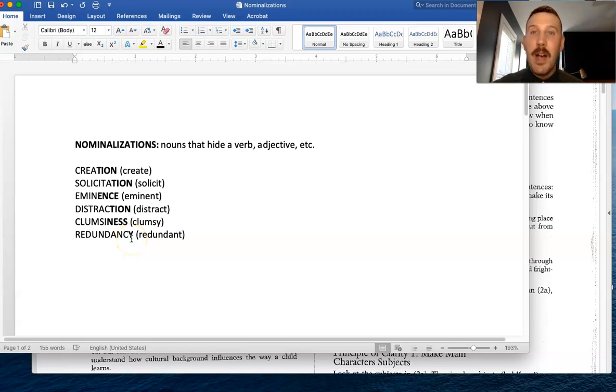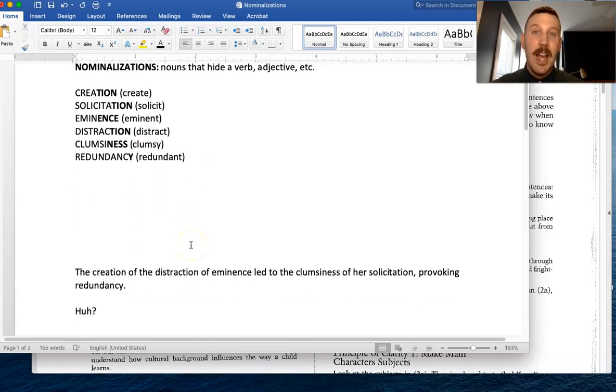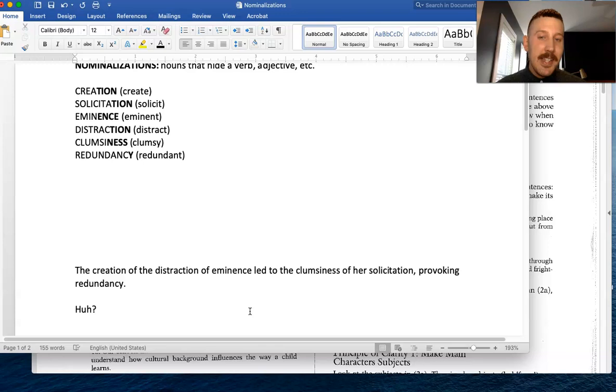Okay, so what's the problem with nominalizations? On the face of it, nothing. These are very useful words. We need them in our language. But when you start to pile them on top of one another, things get confusing. So here's a sentence I made from all of these nominalizations in a single sentence. The creation of the distraction of eminence led to the clumsiness of her solicitation, provoking redundancy. That sentence is very confusing. I have very little idea of what that sentence says.